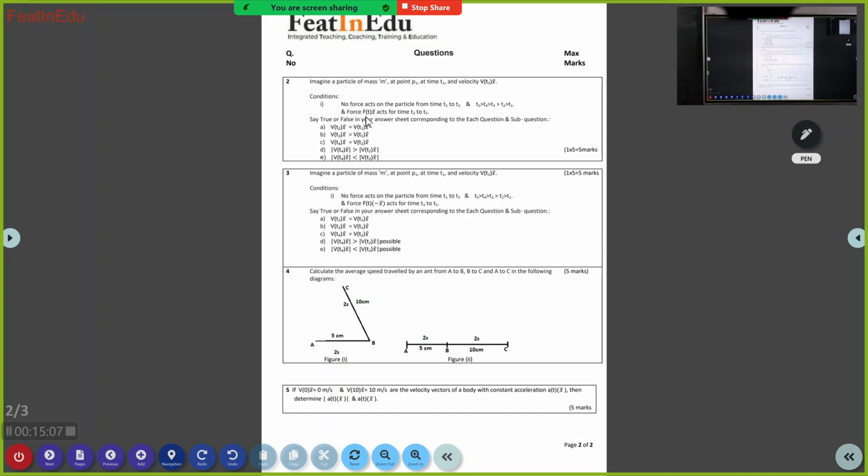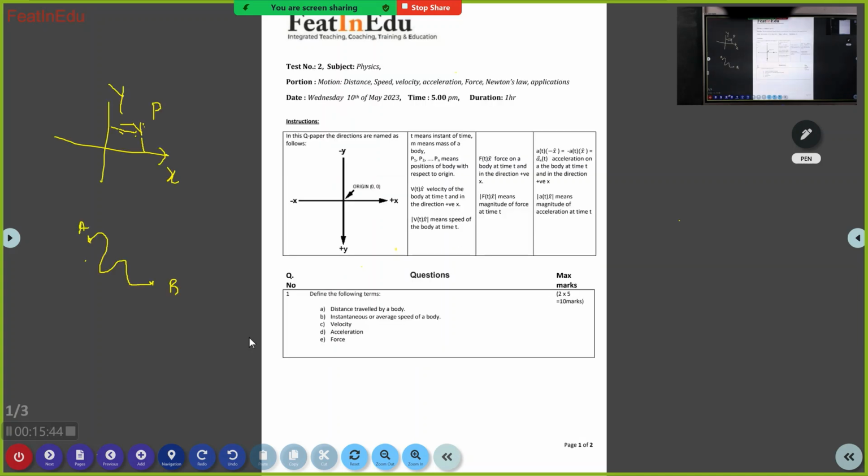Then force F(t) x cap acts for time t3 to t5. Correct? T3 to T5. What is force?